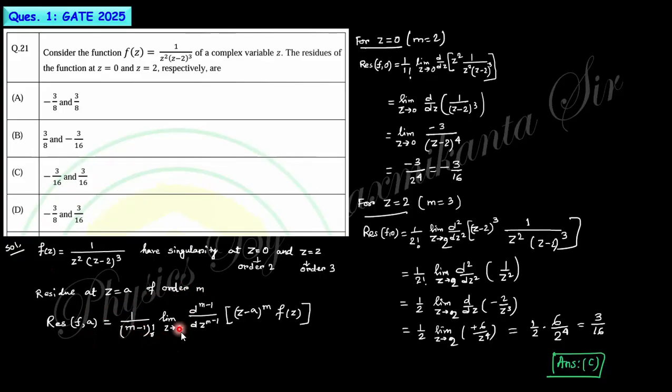1/(m-1)! times the limit as z tends to a of d^(m-1)/dz^(m-1) of (z-a)^m f(z). For z = 0, where the order is 2, if you just put m = 2 here, this will give -3/16. For z = 2, the order is 3, so put this value and, taking the double derivative, we get 3/16. So option C is the correct answer of this question.